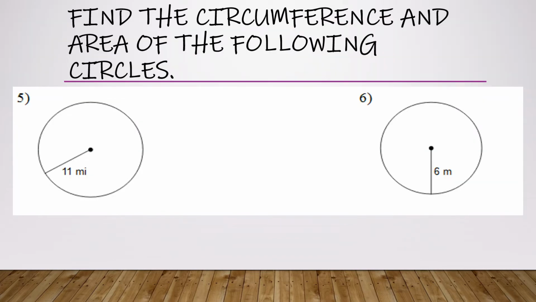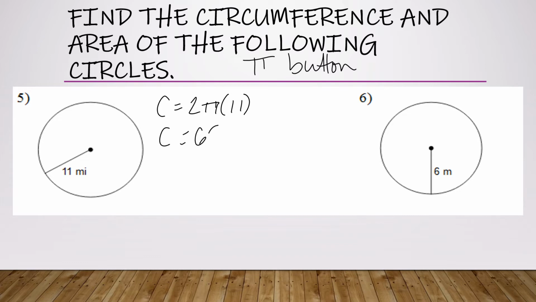Find the circumference and area of the following circles. Again, use the pi button when you are doing this. Pi button. It's on your calculator. Use that. Do not use 3.14. So circumference of this circle would be 2 pi 11. You can literally just type it in your calculator exactly like that. You get 69.12 miles. I rounded to 2 decimal places.